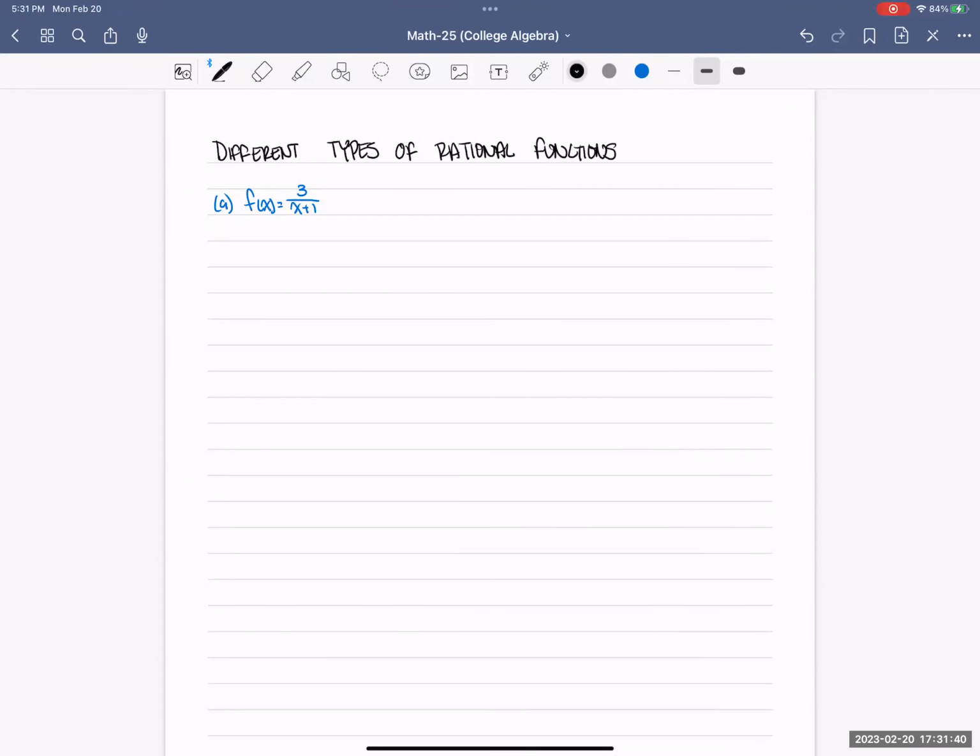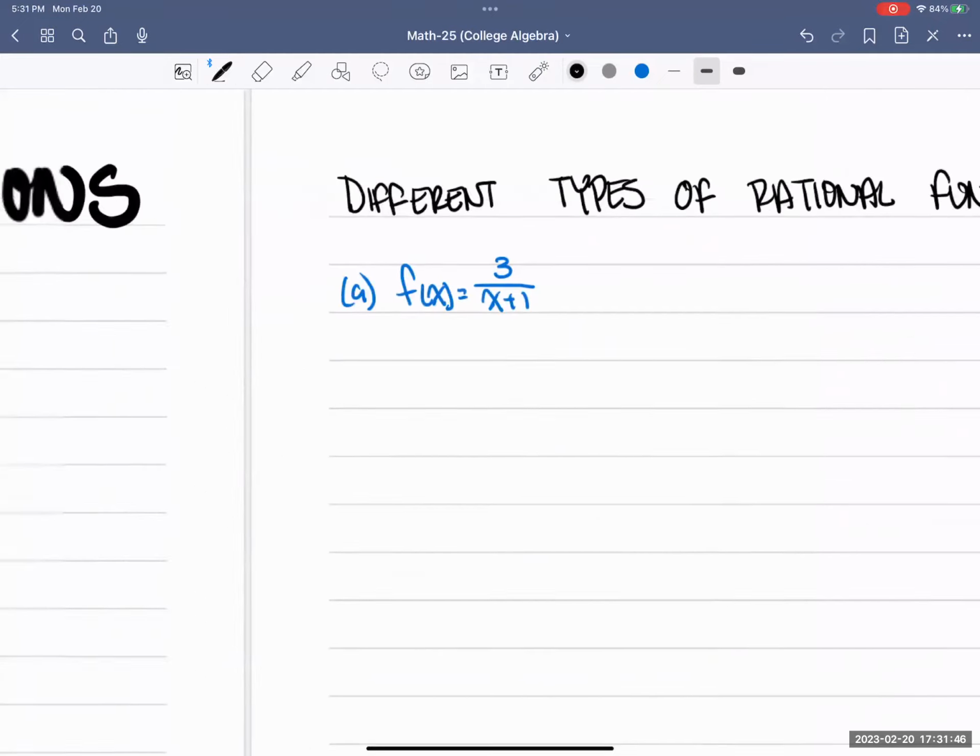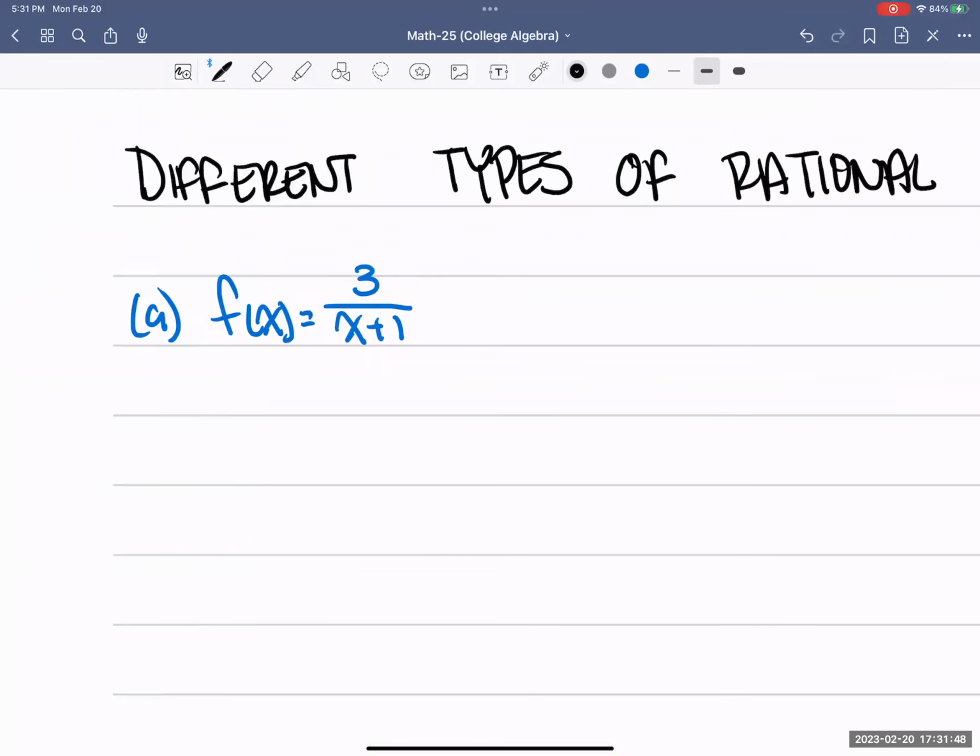Section 5.6. Here we're going to talk about different types of rational functions. Let's go through everything that we need for graphing these functions, and you'll see what makes them different as we start seeing the different types. Here, what I'm going to call this is bottom heavy. Notice that the degree in the denominator is higher than the degree in the numerator.